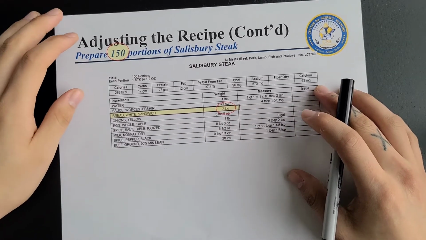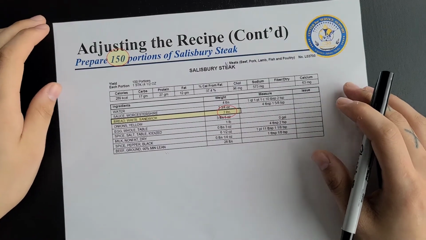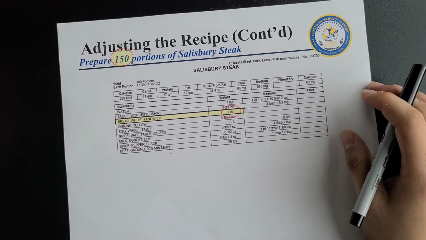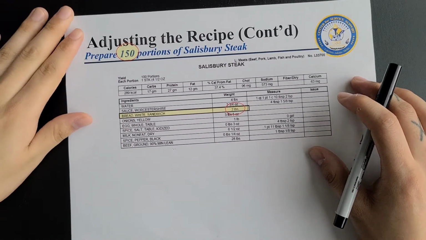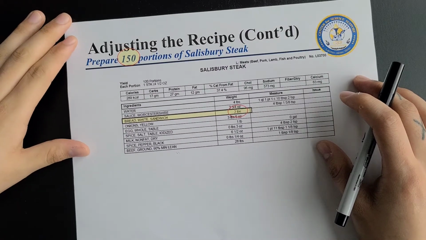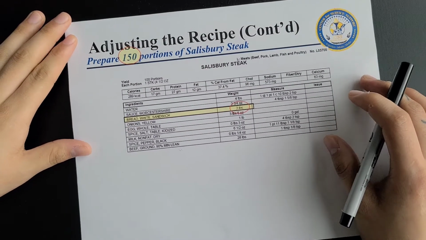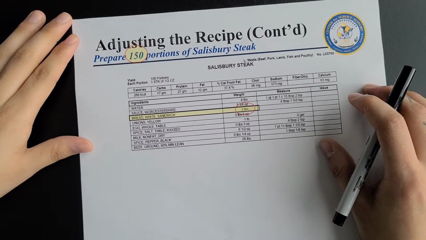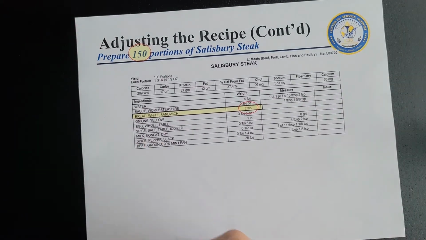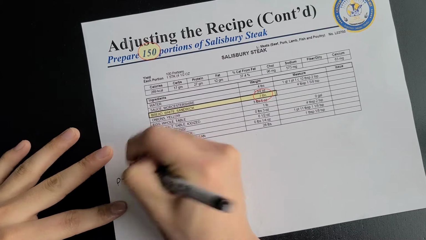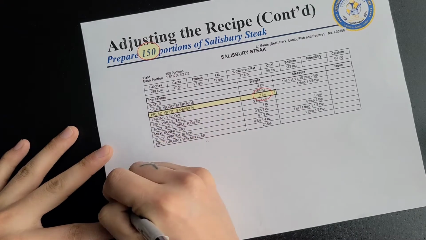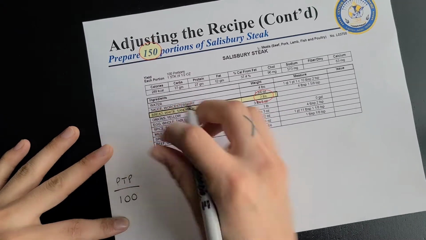Hey everyone, so today we're going to be going over some recipe conversions using your yield adjustment formula. So first things first, we always want to find our working factor. The formula for the yield adjustment formula is your portions to prepare, your PTP, divided by 100.